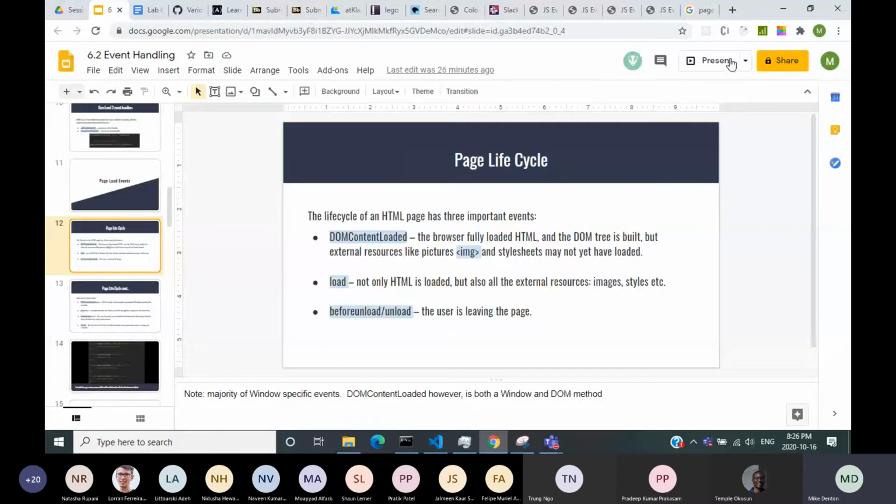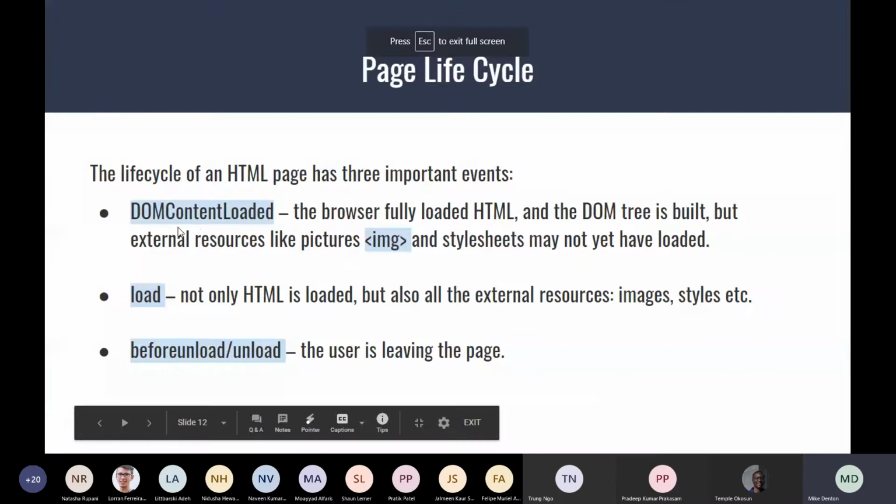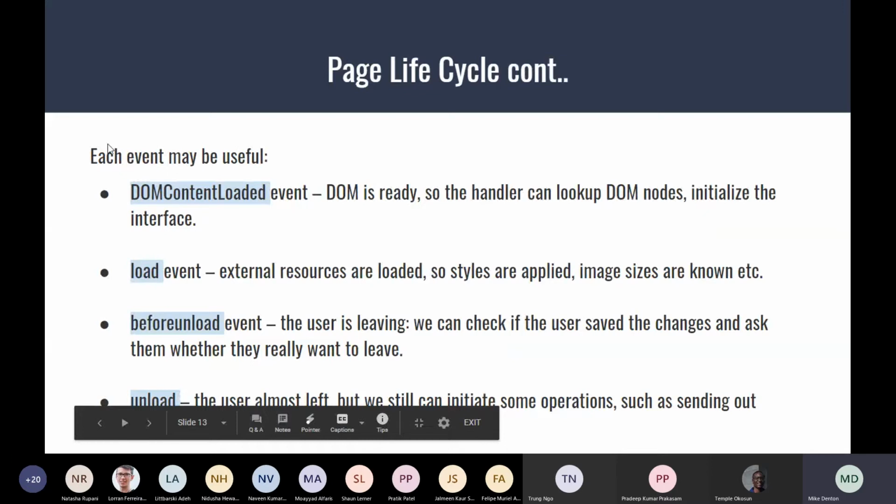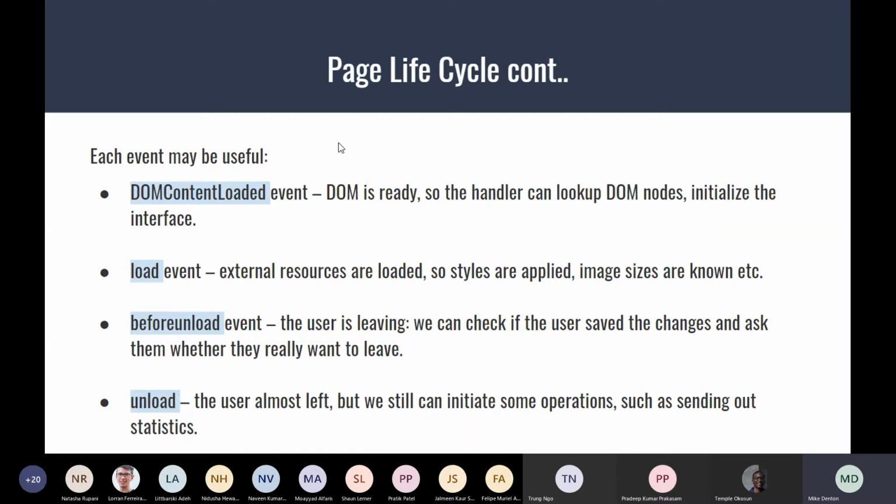But the most important ones we're going to talk about are load, DOMContentLoaded, beforeunload and unload. Each event is really useful. DOMContentLoaded means the DOM is ready, so the handlers can look up the DOM nodes and initialize, because remember we said we were moving our scripts to the bottom of the page. We could actually wire everything up in this event because it's ready. We're controlling time, bending time a little bit here. The load event, like we said, means all the resources are loaded, so styles are applied and image sizes are known. Things are known at this point in time.